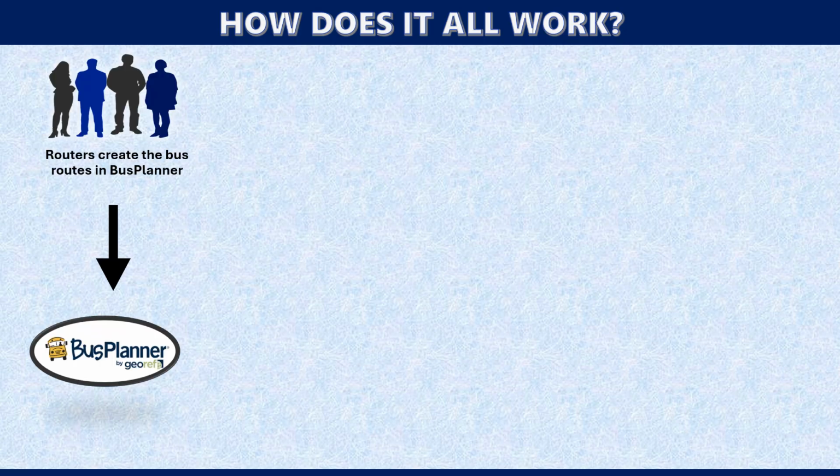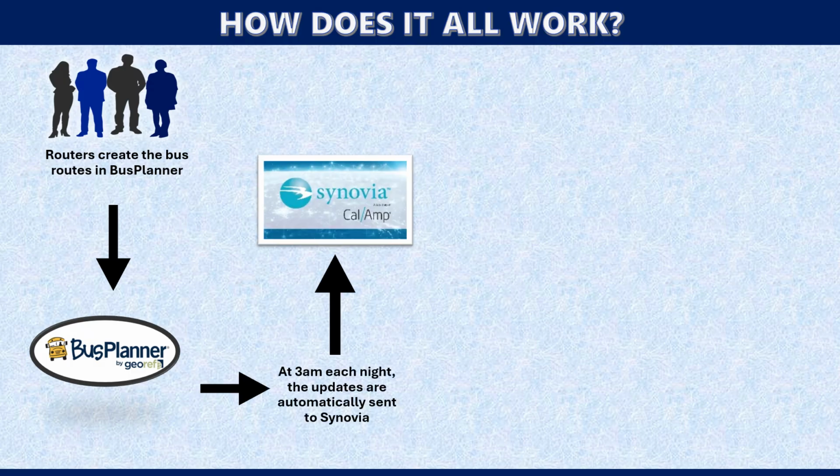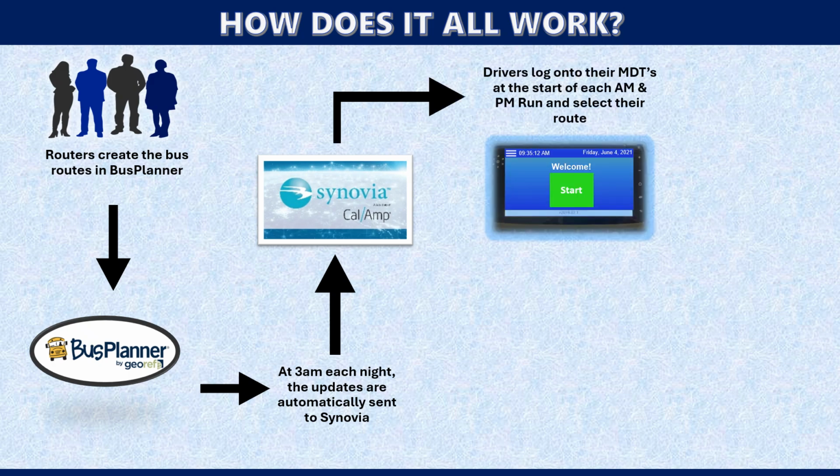First, the routers create the bus routes in Bus Planner, and then at 3 a.m. each night, updates are automatically sent to the Synovia system. From there, the drivers log on to their MDTs at the start of each AM and PM run and select their route and any tiers that they may be covering. Be sure to sync your tablet every time you pull up a route. This is the only way to get the most up-to-date information at your fingertips.